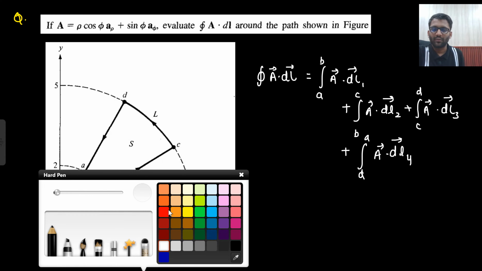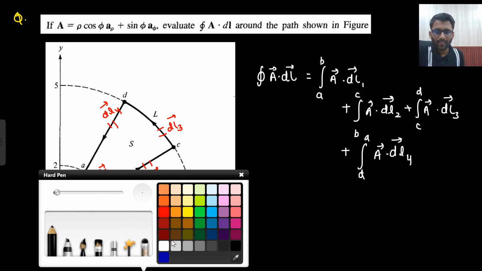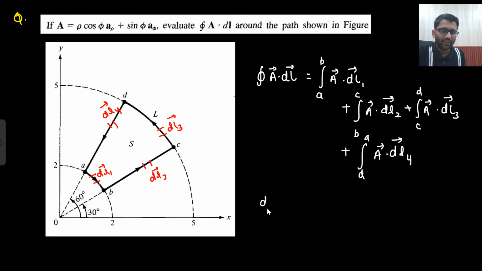So what I am actually doing is calling this length, a small length I am taking, dl1. Here a small length I am taking, dl2. Here a small length I am taking, dl3. And here a small length I am taking, dl4. So what is your dl1? What do you think? What is changing here?